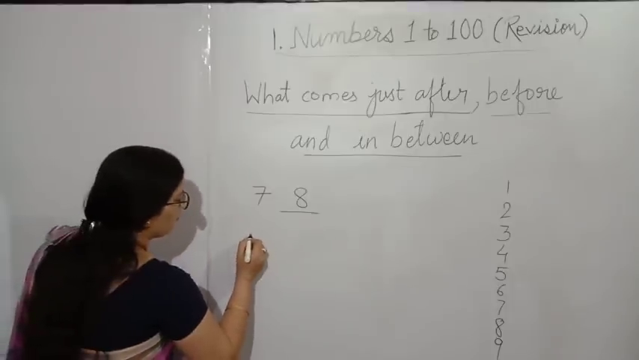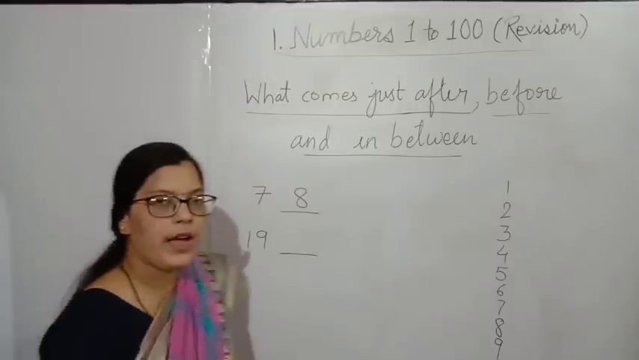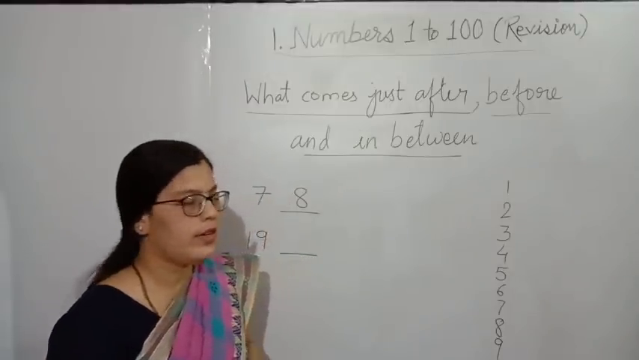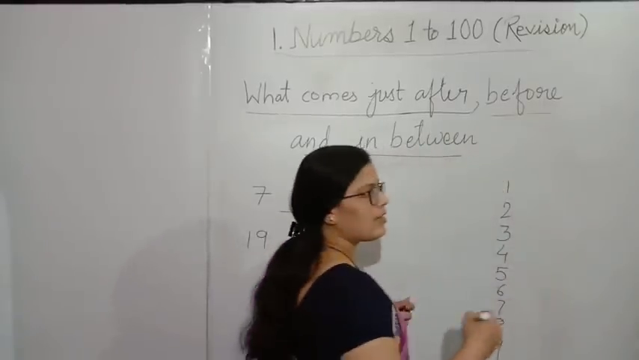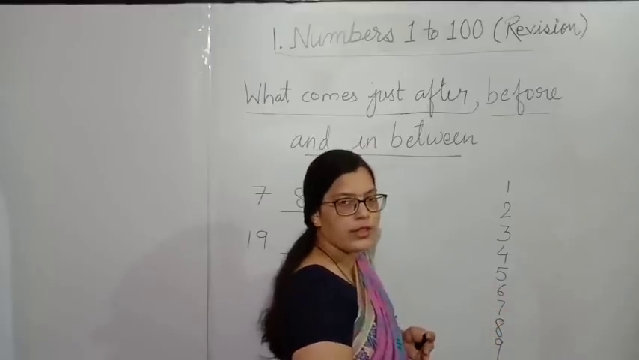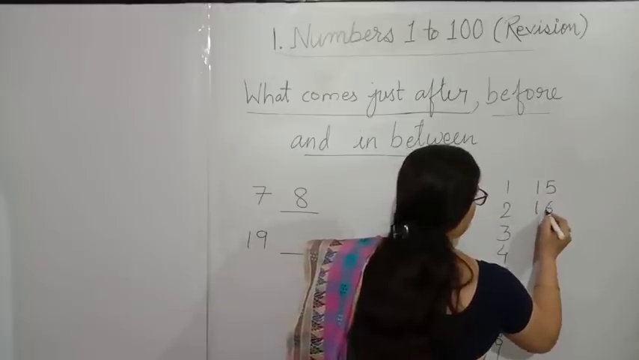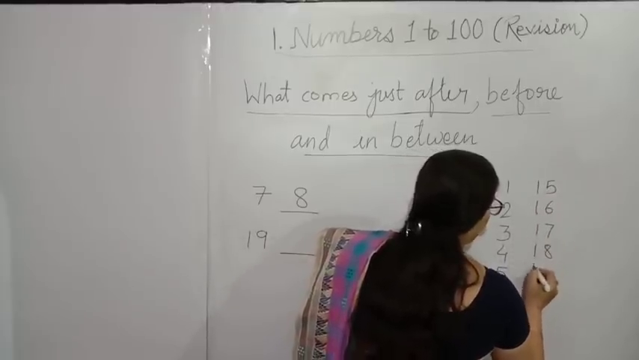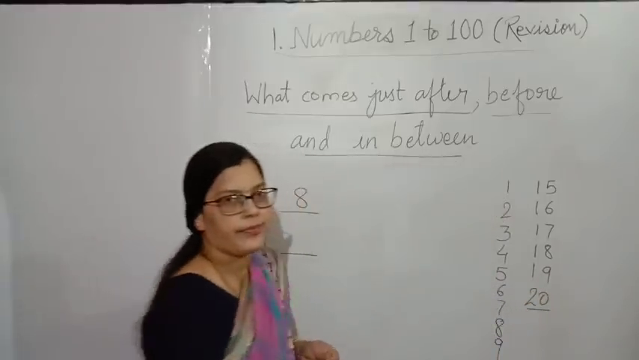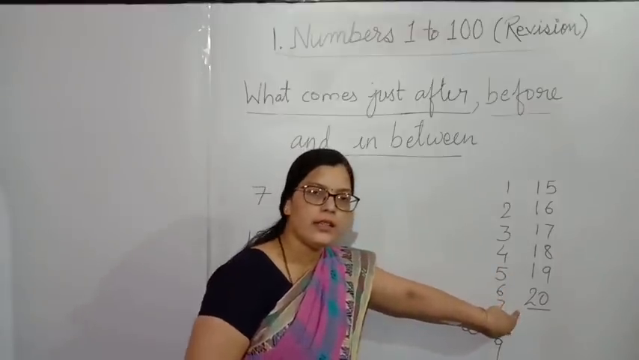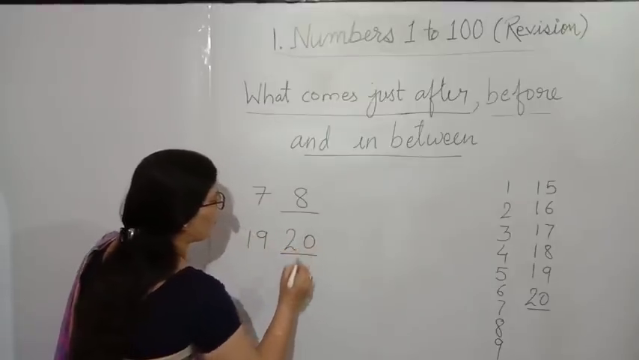Now suppose I am taking another number, 19. How to find what comes after 19? While counting, find out the number which comes just next to 19. So we can start from 15, 16, 17, 18, 19, and what is next to 19? It is 20. So the number after 19 is 20.